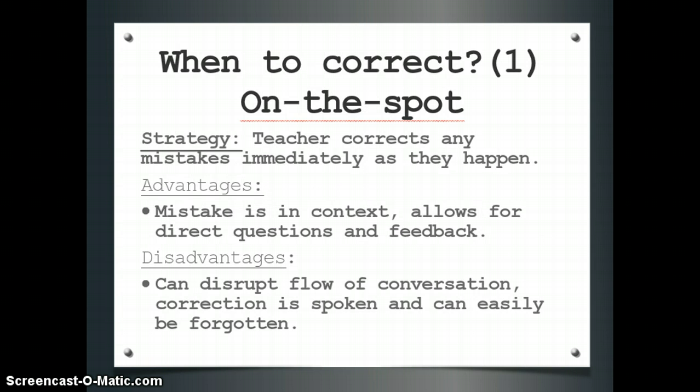During a typical class, during activities, when do we correct? Number one, on the spot. So this means the teacher can correct any mistakes immediately as they happen. This has the advantages that, first of all, it shows you're listening, but the mistake is in context. If it's within a particular activity or a particular discussion, there's direct feedback. They can ask you questions about why is this, why is that, and then if they continue to speak using the correct form, it means they're getting some good feedback.